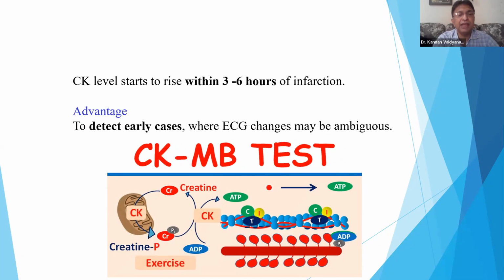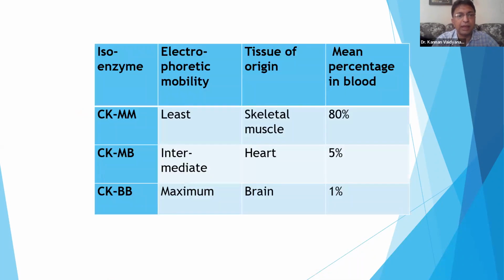Now the MB is, as you all know probably, the isoenzyme of CK which is elevated specifically in cardiac conditions. We'll talk more about CK-MB. Now these are the three major isoenzymes of the creatine kinase: the CK-MM, the CK-MB, and the CK-BB. Now, the CK-MM is found in the skeletal muscle, and it is a major share of the total creatine kinase. It's about 80%.